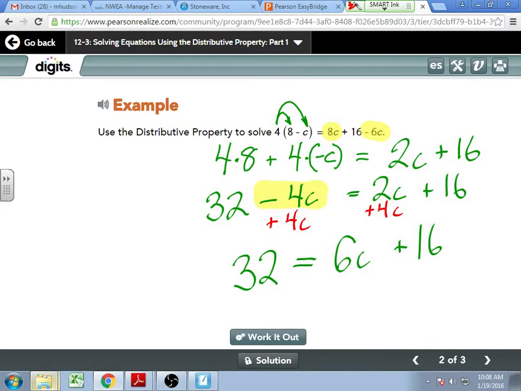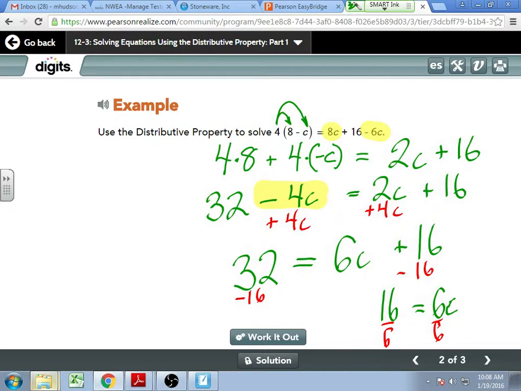What do I do now to get my constant on the left side, Ella? Subtract 16. Yeah, as Shahib already said, we subtract 16 on both sides. That will then give me 6C is equal to 16. To get the C by itself now, we just divide by 6 on both sides.